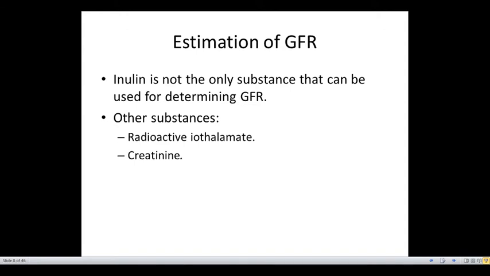Inulin is not the only substance that can be used for determining the glomerular filtration rate. Other substances include radioactive iothalamate and creatinine.